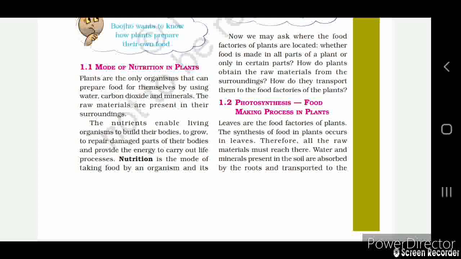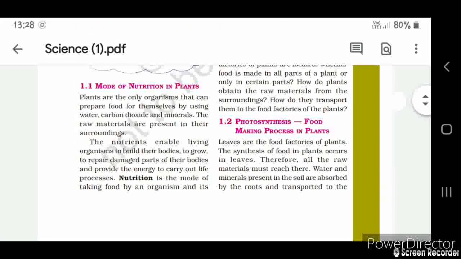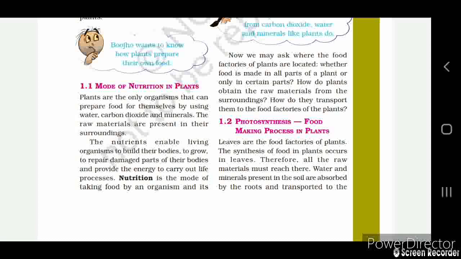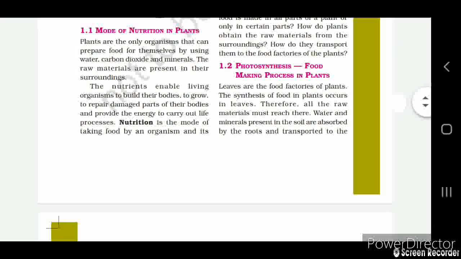Photosynthesis: the food-making process in plants. Leaves are the food factories of plants that prepare the food for the plants. The synthesis of food in the plants occurs in the leaves. Therefore all the raw materials must reach there for preparation of the food.